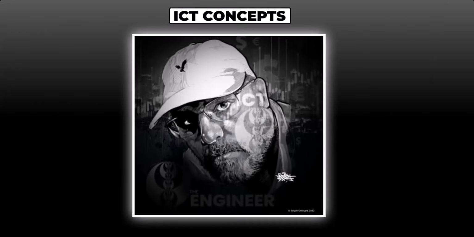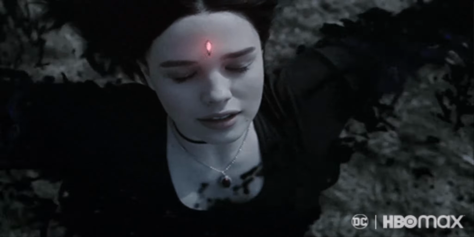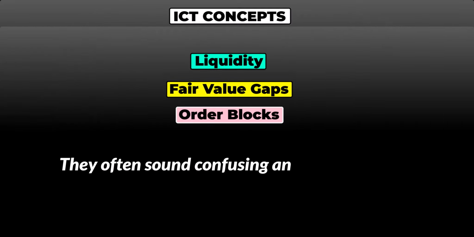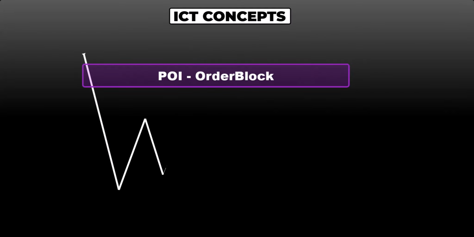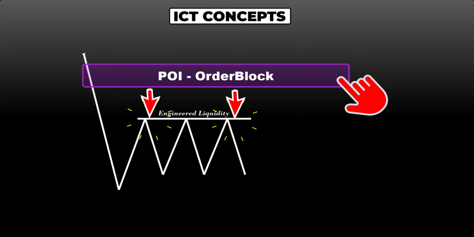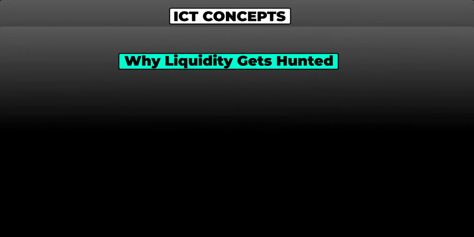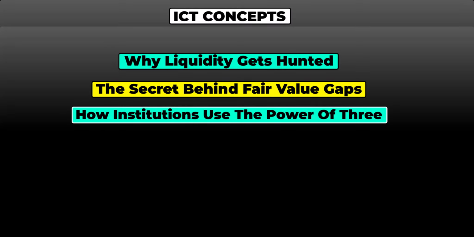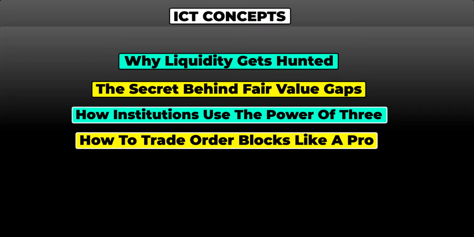Let's be real, ICT concepts are some of the most powerful tools in trading, but most traders struggle with them. Liquidity, fair value gaps, order blocks, they often sound confusing and overwhelming. But here's the truth, smart money uses these exact concepts daily to trap retail traders and engineer moves that look random but aren't. In this video, I will break them down step by step. Why liquidity gets hunted, the secret behind fair value gaps, how institutions use the power of 3, and how to trade order blocks like a pro.